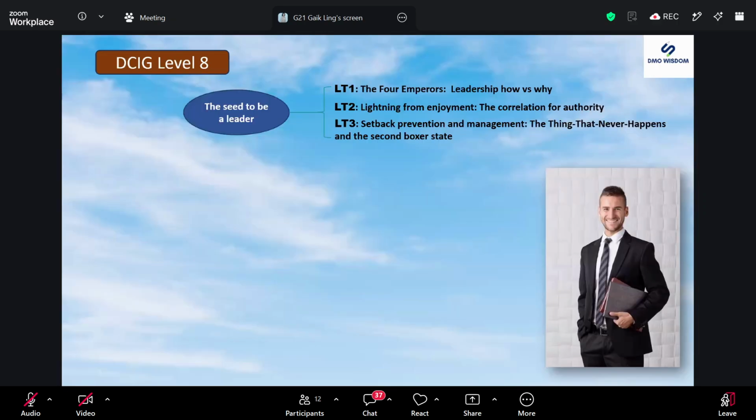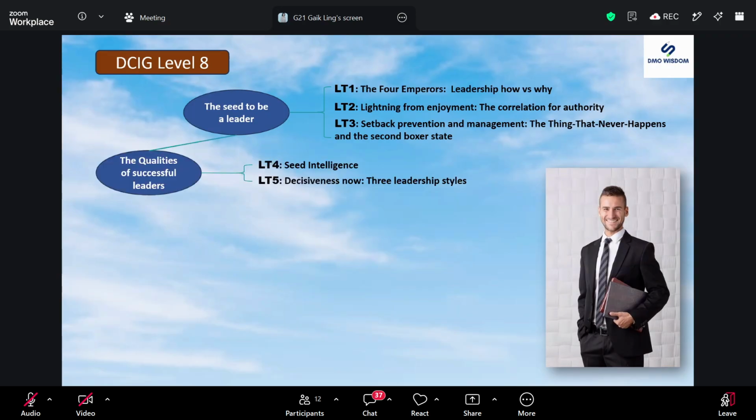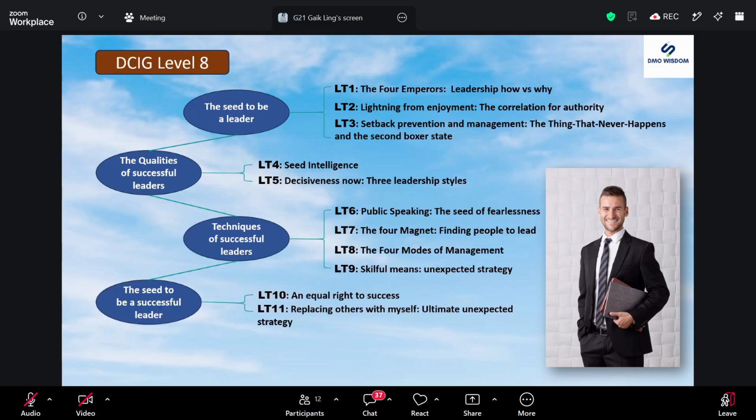Okay, so we have 12 live tools and they are divided into these different segments. And I think teacher Shugan has already covered them, from the seed to be a leader to qualities of a successful leader, the technique of a successful leader, and the seed to be a successful leader. So all this has been covered.